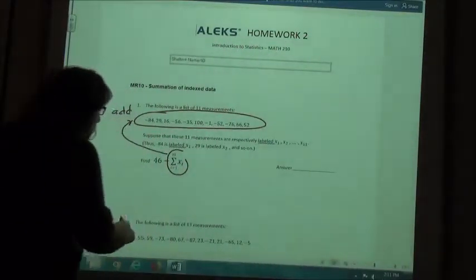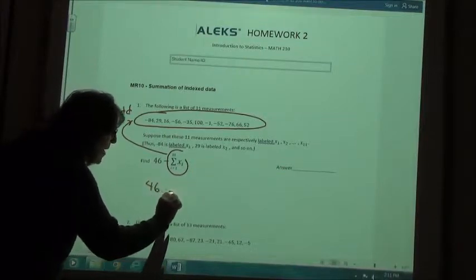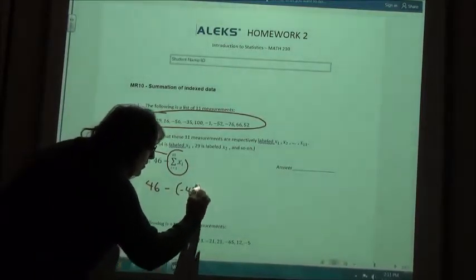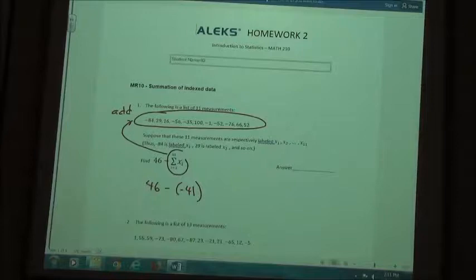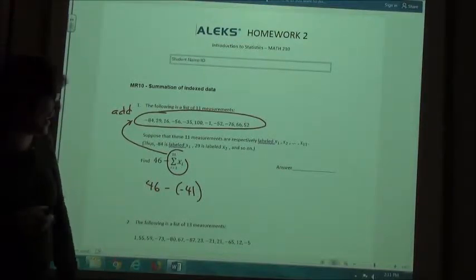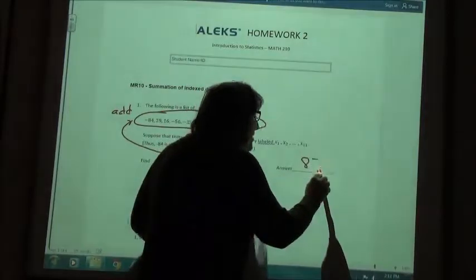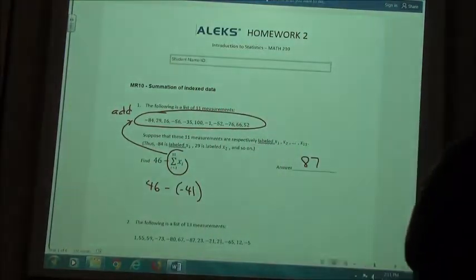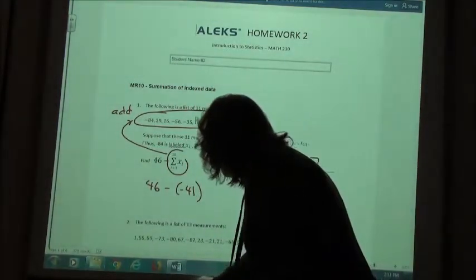So now our problem says we're going to do 46 minus that answer, which was negative 41. 46 minus a negative 41 would give me an answer of 87. There, that's the answer I wrote down on my paper. 87. All right.